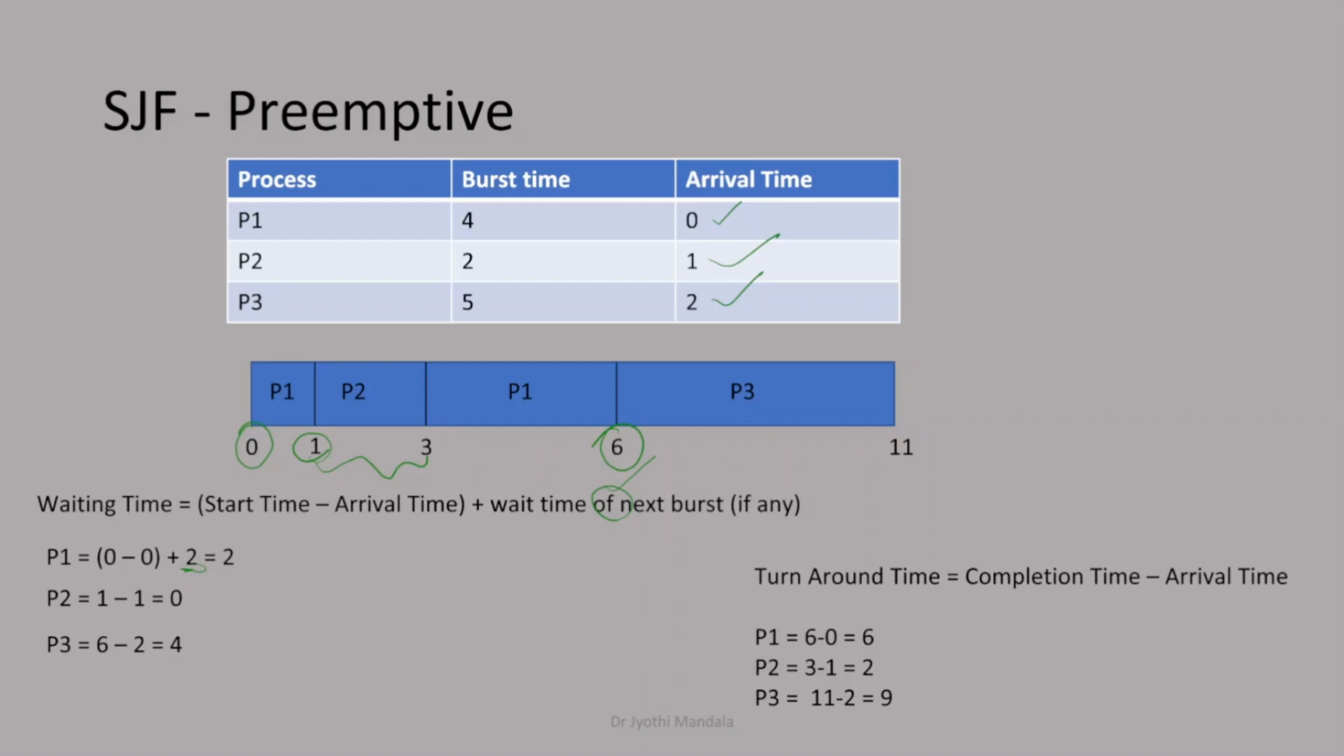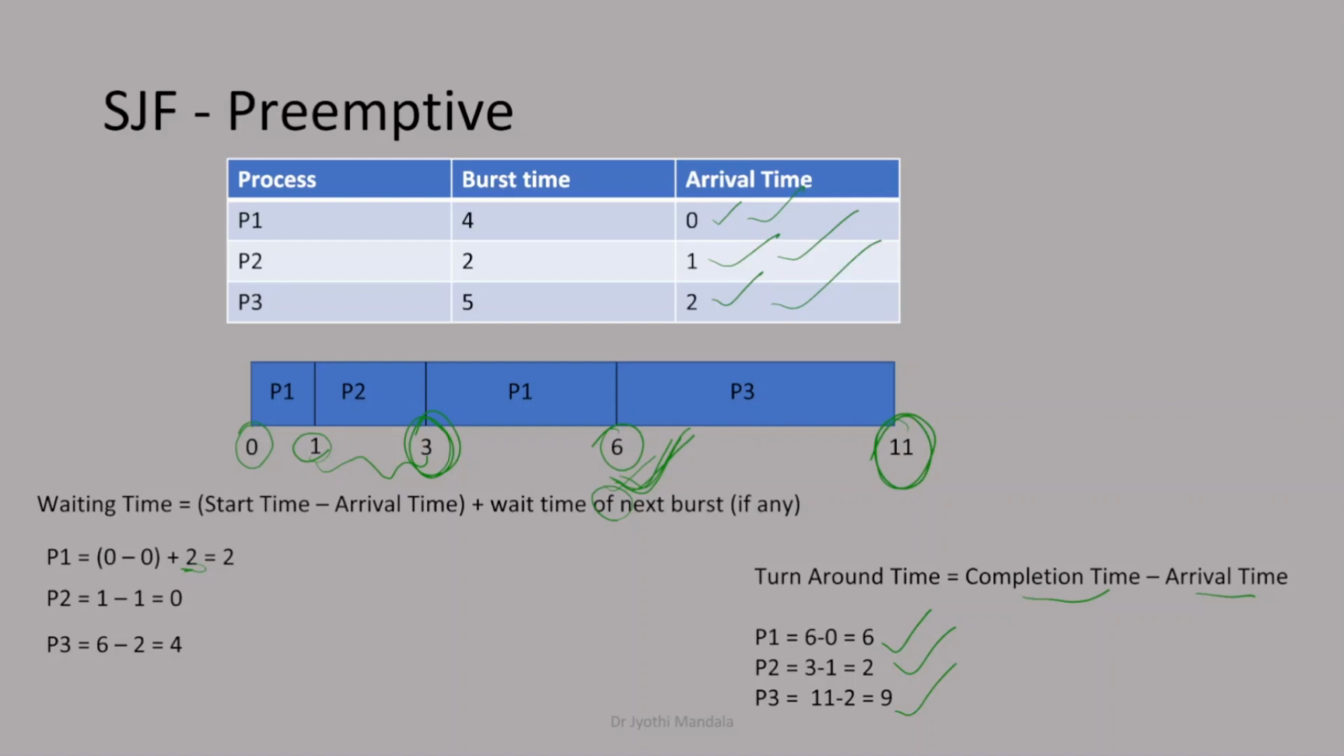Alright. Now turnaround time is nothing but completion time minus arrival time. Completion time is nothing but at what time it will complete. You can see for P1, it is completing at this second. See here. So 6 minus 0, which is 6. P2 is completing at 3 seconds, so 3 minus 1 is 2. And P3 is completing at 11 seconds, so 11 minus 2 is 9.